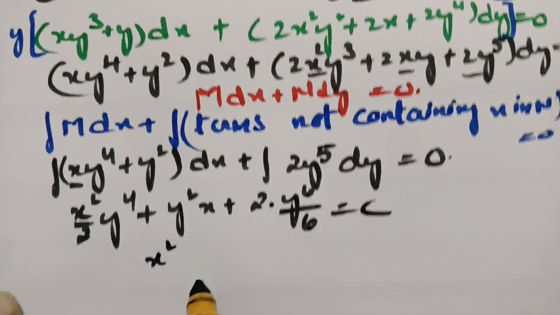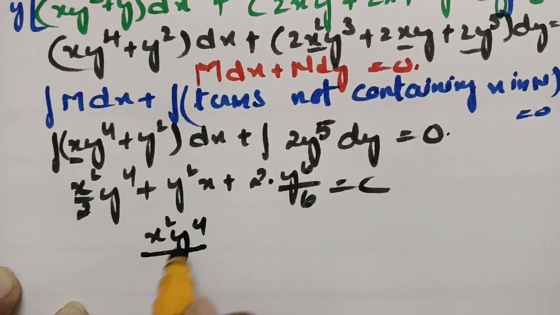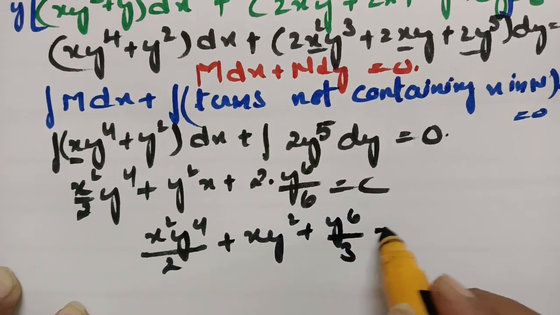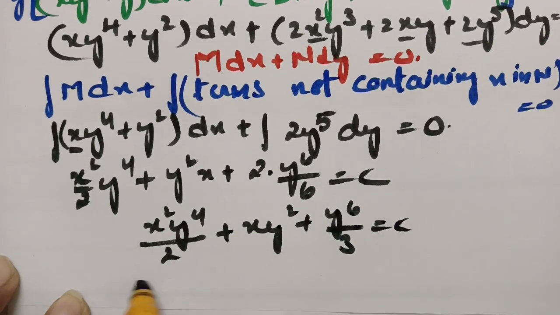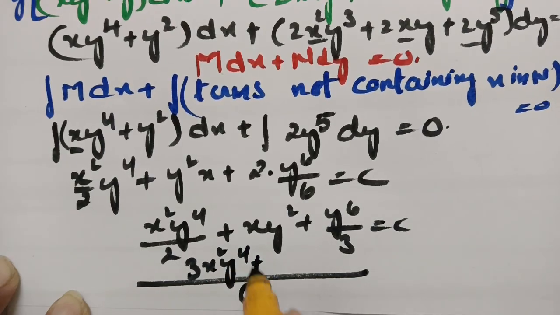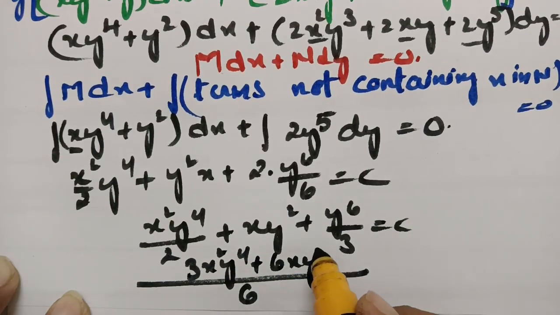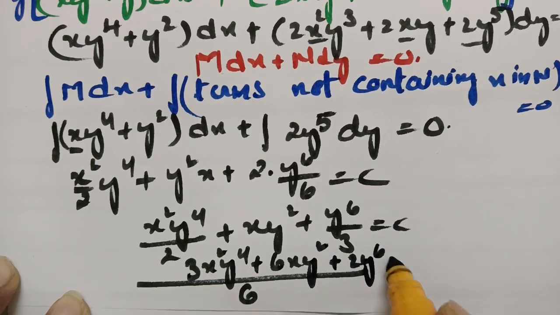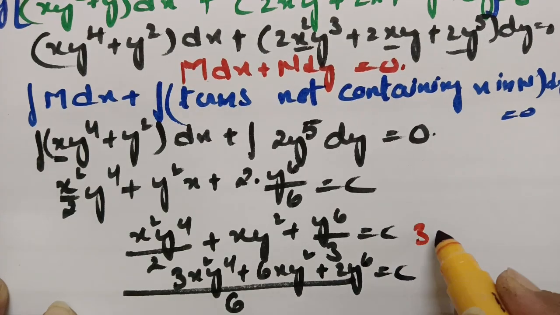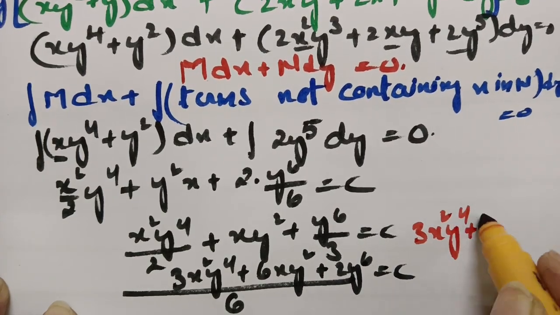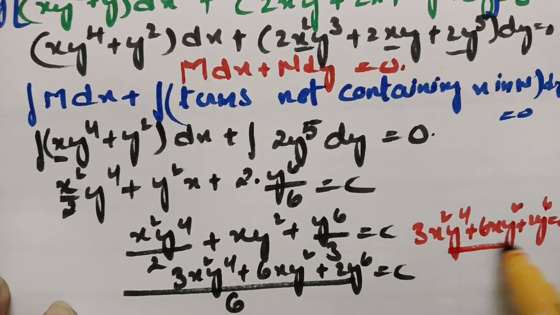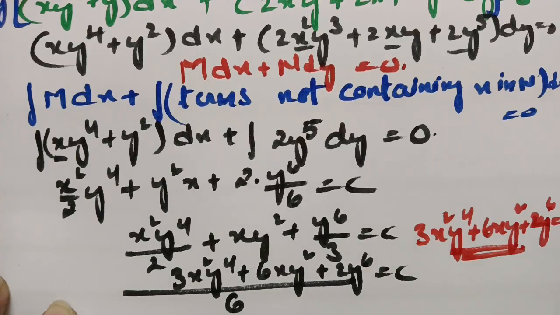So if I write it properly, this is x square y power 4 by 2 plus x y square plus y power 6 by 3 is equal to c. If I take 6 as the LCM, this will be 3x square y power 4 plus 6xy square plus 2 y power 6 is equal to c. Therefore the solution here is 3 x square y power 4 plus 6 xy square plus 2 y power 6 is equal to c. And this is the solution for the first question.